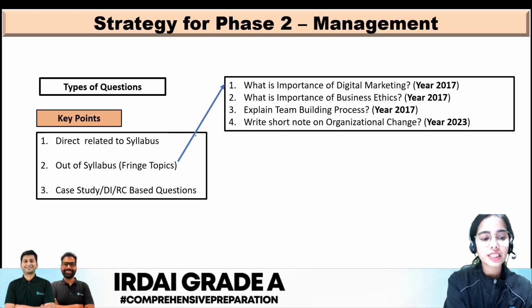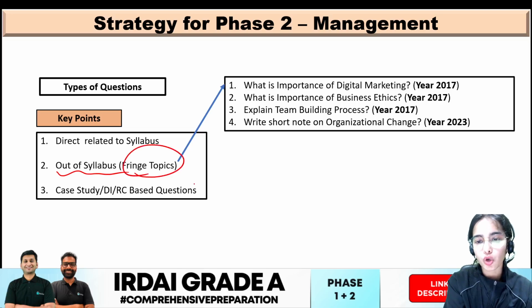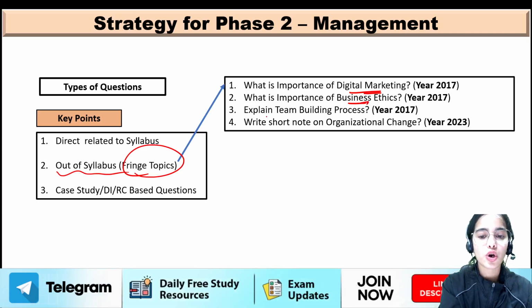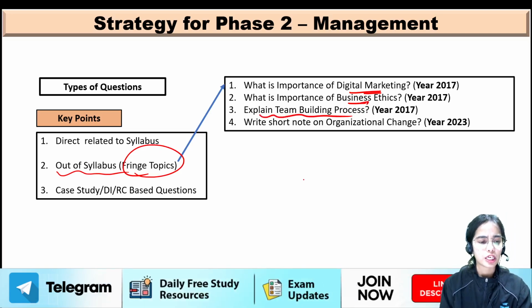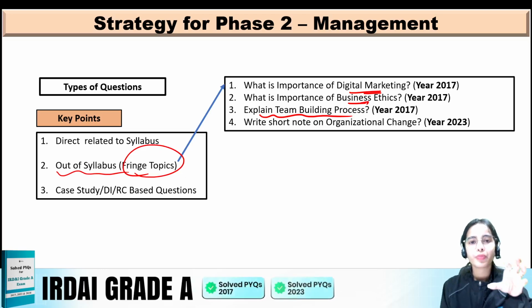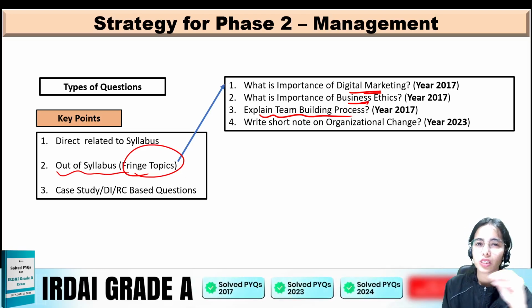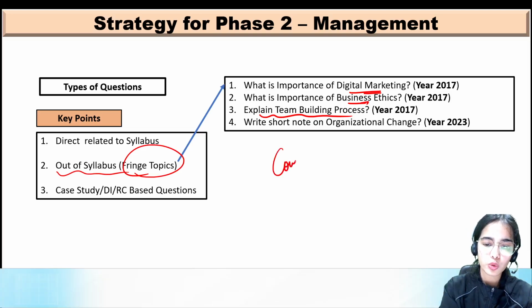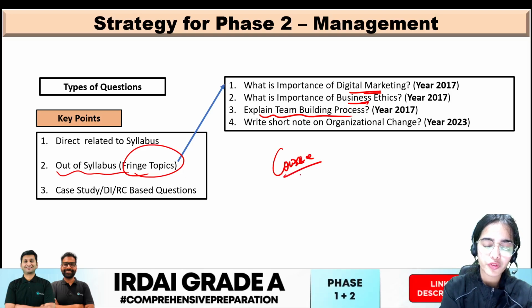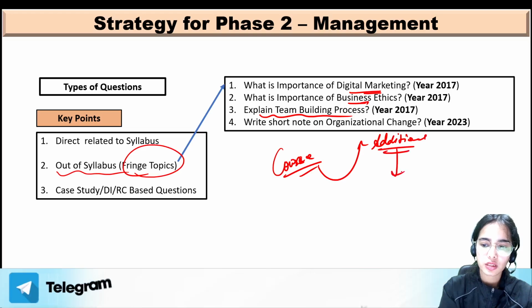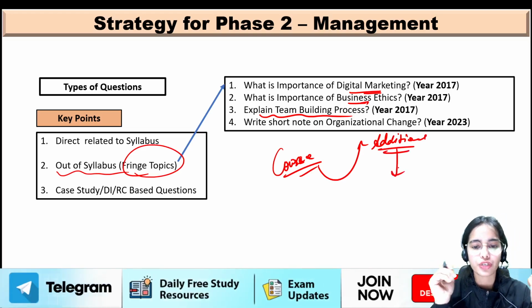Now, there were some questions that were out of syllabus from your fringe topics, like the question on digital marketing or the business ethics or the explain team building process and such. So there were some topics that were out of syllabus, some from the fringe topics from the management. So if you have got some course, that course will be providing you this additional topics for your preparation for the examination.